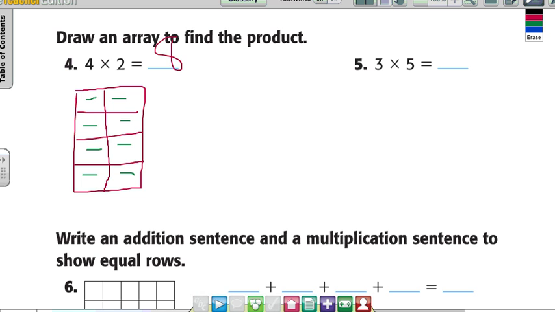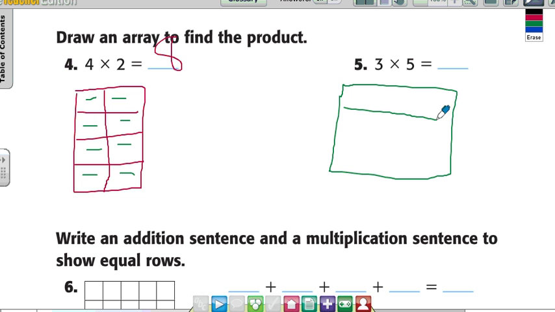The first number tells me how many what? Rows. Okay. So how many rows? Great. I need 3 rows, right? So 1, 2, and then this one's 3 right there. The second number tells me how many tiles in each row, right? 1, 2, 3, 4, and this is 5. And that's what it should look like.